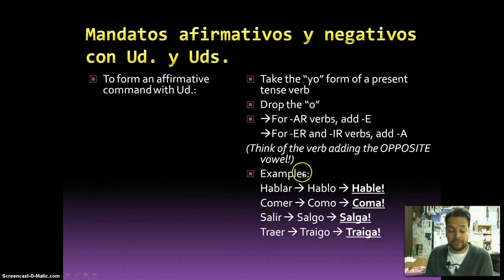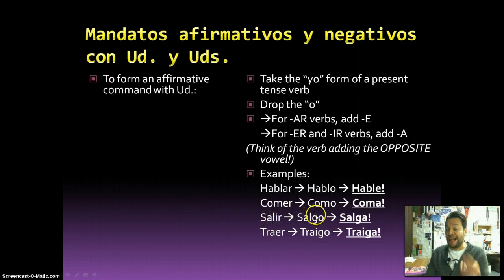All right? So take a look at these examples. Okay, we have our infinitive hablar. Change it to yo, hablo. And then drop the O, replace it with an E, hable. All right? Comer, yo como. And then change the O to the letter A, coma.